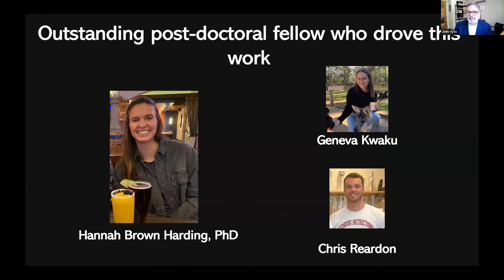And so I'm going to share with you a story that was largely put together and directed by a very talented senior postdoc in my lab by the name of Hannah Brown Harding, shown here on left, who came to me from Duke and has done just an amazing job in terms of dissecting out the molecular pathways that I will describe. She had wonderful help from two amazing technicians in my lab, Geneva Kwaku, shown on the top, and Chris Reardon, shown on the bottom. And it is their story that I'm very, very proud to share with you today.